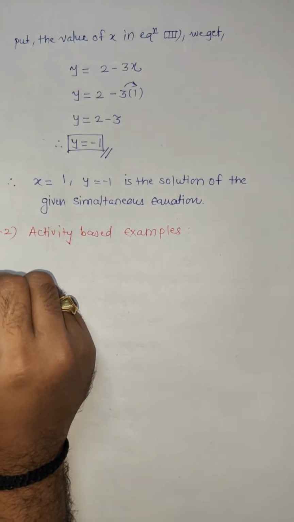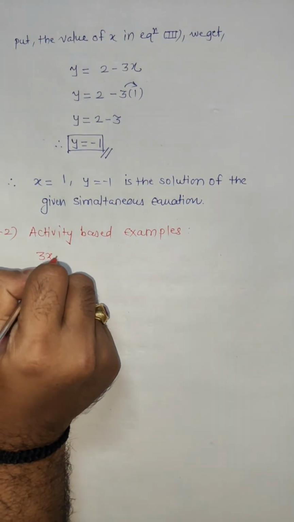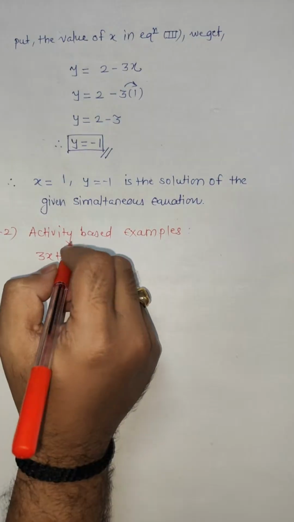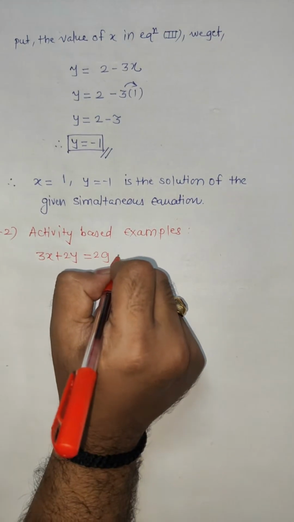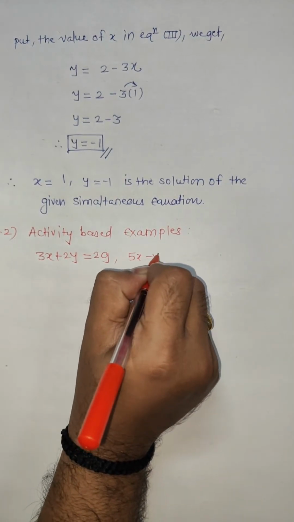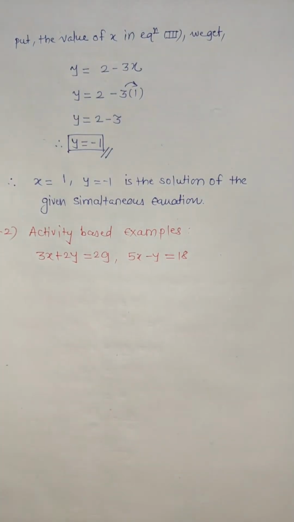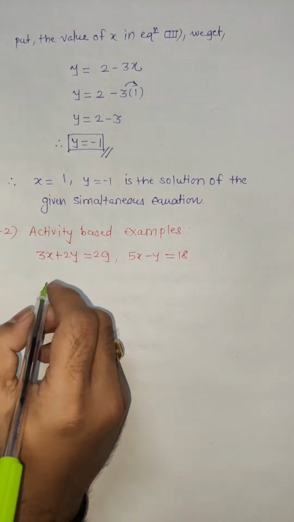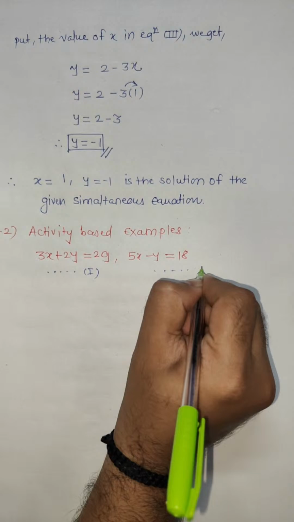Number 1 problem. 3x plus 2y is equal to 29 and 5x minus y is equal to 18. To solve the given simultaneous linear equations, fill the boxes given below. This is equation number 1, and this is equation number 2.